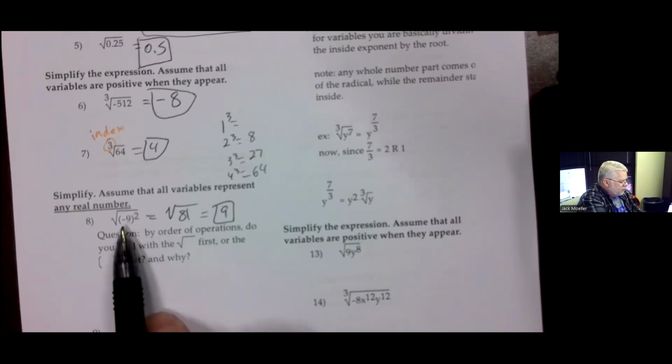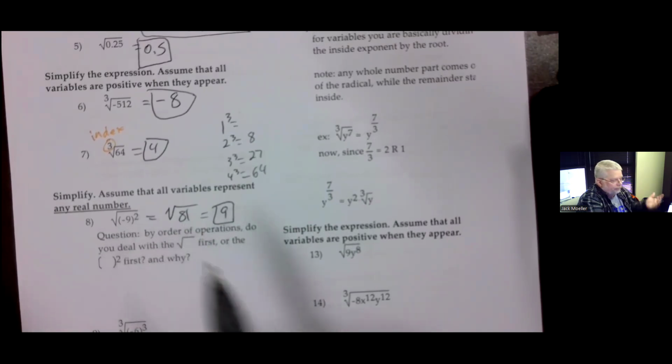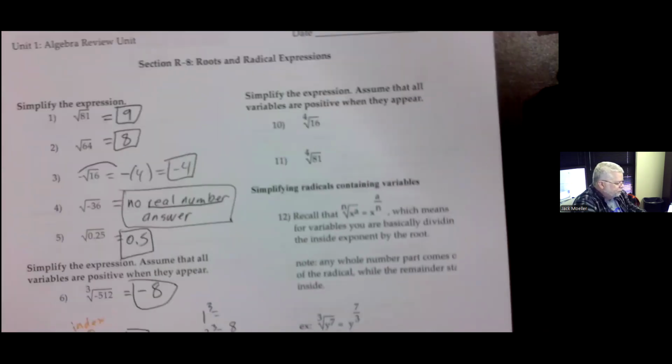So just because we have negatives inside a square root doesn't mean we can't deal with it. But in this case, that's because we're squaring it basically together. Just watch out for that. Like I said, in order of operations, radicals are grouping symbols.